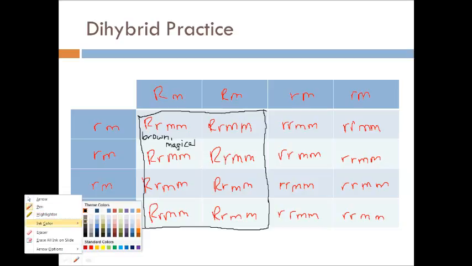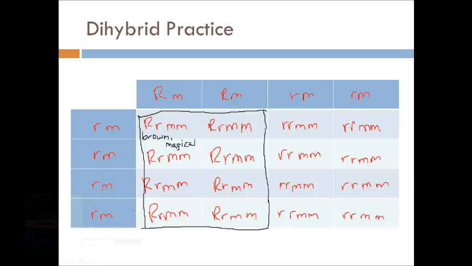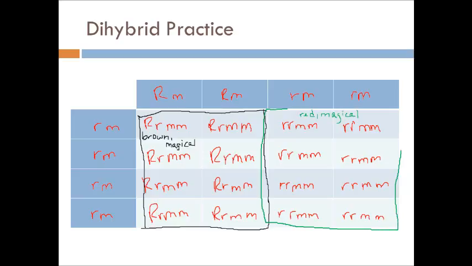Now if I do a different color, let's say green over here, well if it's little r, that's going to be red and magical. And again in this case, because the types are the same, or all of the letters are the same, that means that those 8 boxes are going to be the same.